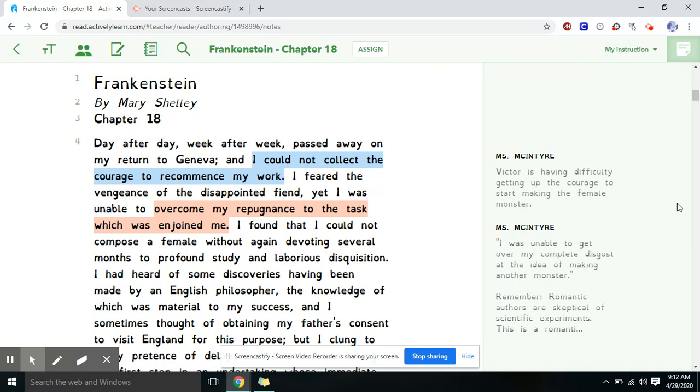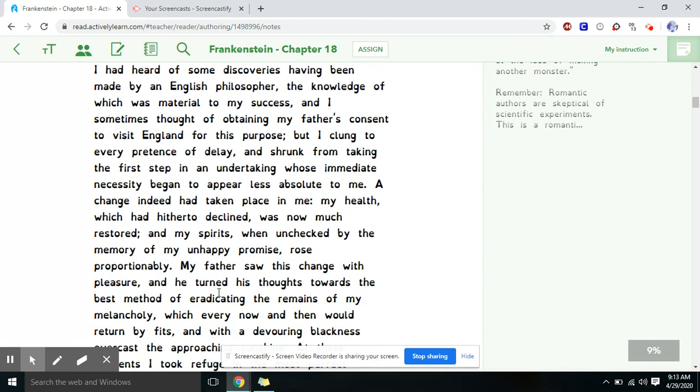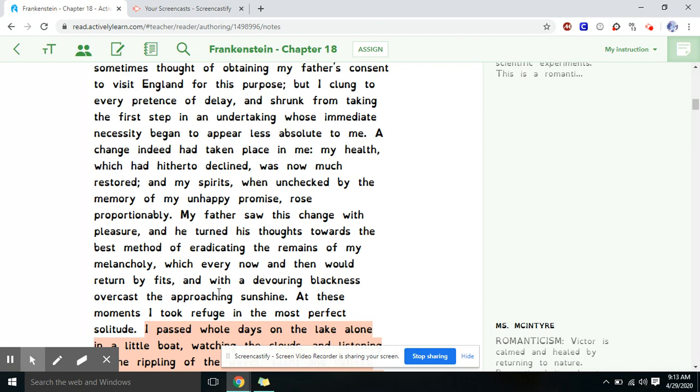Day after day, week after week passed away on my return to Geneva, and I could not collect the courage to recommence my work. I feared the vengeance of the disappointed fiend, yet I was unable to overcome my repugnance to the task which was enjoined me. I found that I could not compose a female without again devoting several months to profound study and laborious disquisition. I had heard of some discoveries having been made by an English philosopher, the knowledge of which was material to my success, and I sometimes thought of obtaining my father's consent to visit England for this purpose, but I clung to every pretense of delay, and shrunk from taking the first step in an undertaking whose immediate necessity began to appear less absolute to me.